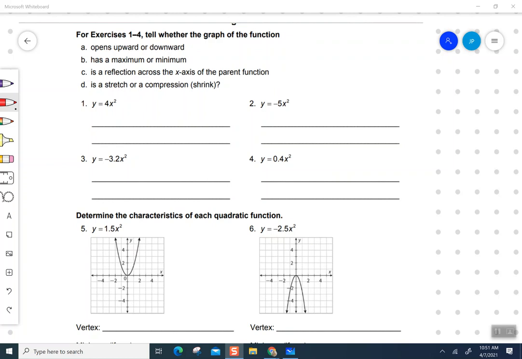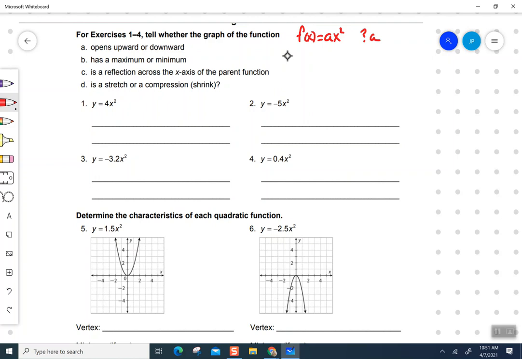Okay, so for number 1, we need to answer 4 questions. A, does it open upwards or downwards? B, is it a max or a min? C, is it a reflection across the x-axis? And D, is it a stretch or compression? Please remember, every single one of these equations has the form f of x equals ax squared. And right now we're only interested in A.